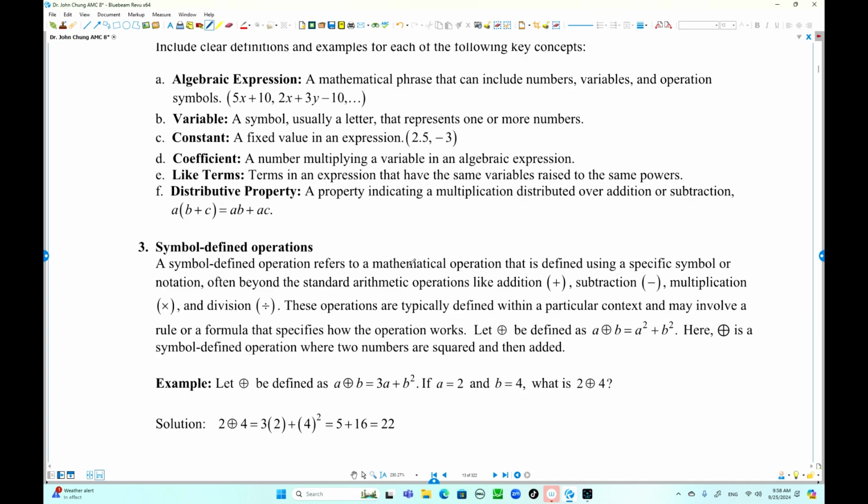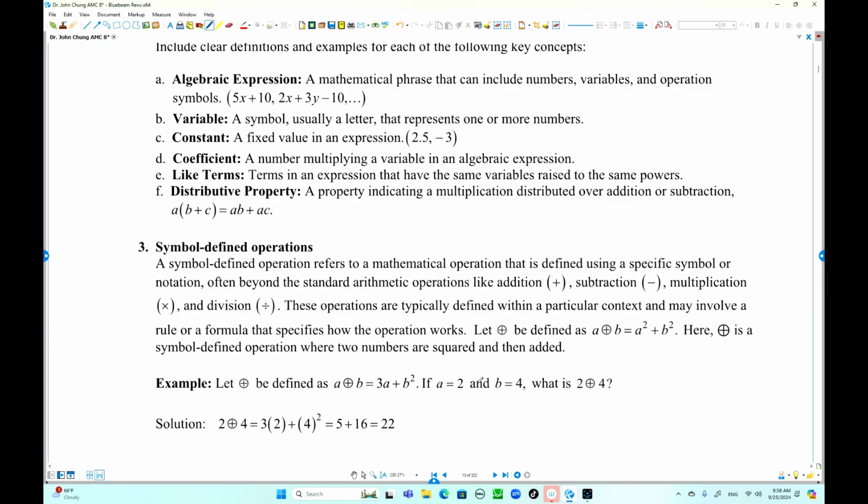Symbol-defined operations are mathematical operations that are defined in the question. This one is already defined: the multiplication symbol, the symbol for division, or something like that. But sometimes they make a new symbol in the question and define it. A is the first number, B is the second number. So when you have this symbol, it is the first number squared plus the second number squared, the sum of these two squared numbers. That is the symbol, right? So it is going to be defined in the question.